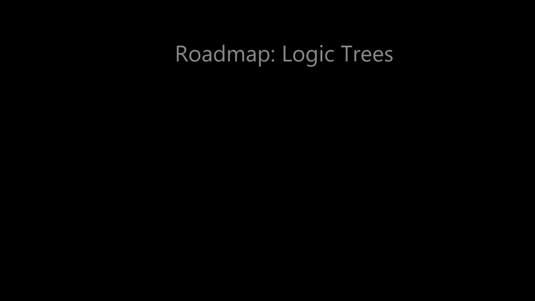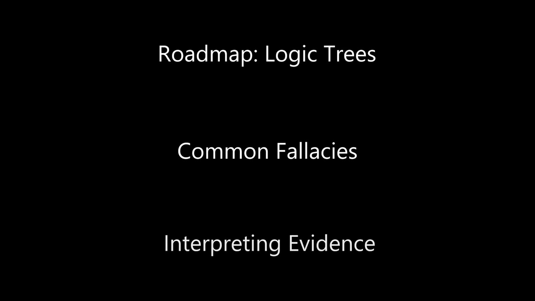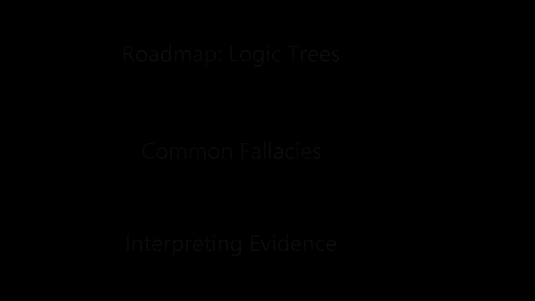Hello, America. Today we're going to talk about some ground rules for how we can have better political discussions. First, we'll take a look at how we build a blueprint or roadmap for the conversation. Second, we'll talk about some common logical errors or fallacies. Third, we'll go over how we gather and analyze evidence.